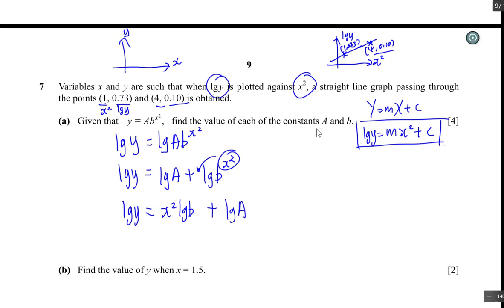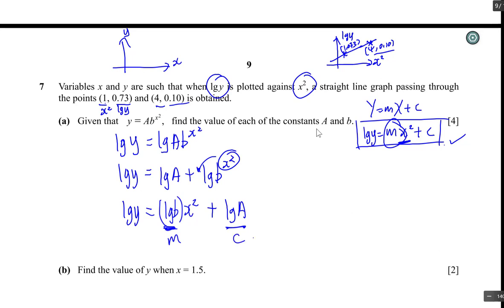But I do not want it in this pattern, right? You see my equation here. I want my x squared at this position, then I can know my gradient, right? So therefore, I swap place. I call this one log b x squared, because x squared multiply log b and log b multiply x squared is the same thing, isn't it? So right now, from the position of it, I know log b is my gradient. This one will be my y-intercept c.